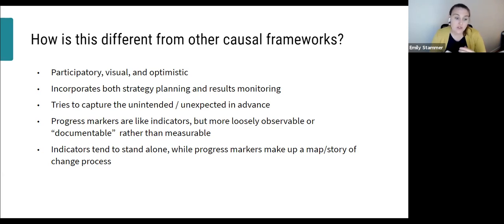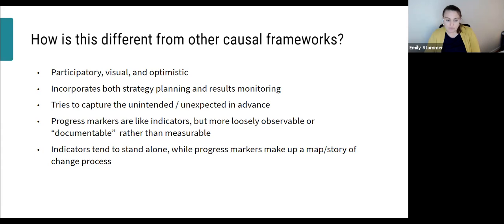Additionally, outcome mapping also includes both strategy planning and results monitoring in one activity instead of doing them separately. You also try to capture unintended and unexpected outcomes in advance. Like I said, your line of accountability is a bit different, so you can include things that might happen without feeling like you're necessarily beholden to achieving them. And unlike other causal frameworks, your outcomes are not made up of traditional indicators. They're more flexible. And while they do need to be documentable, they can be more loosely documentable. You don't necessarily need super quantifiable data to back them up.